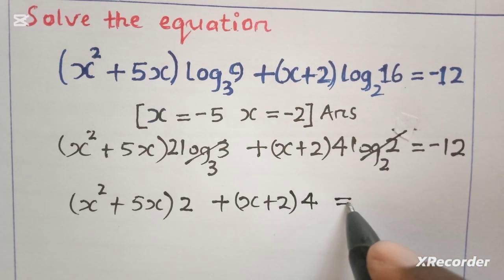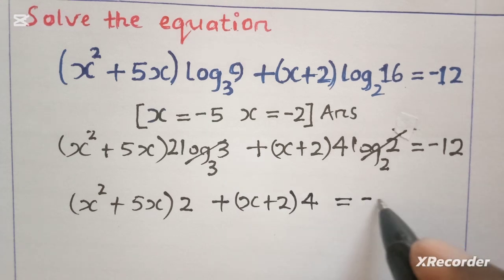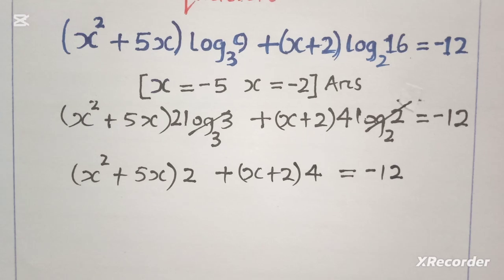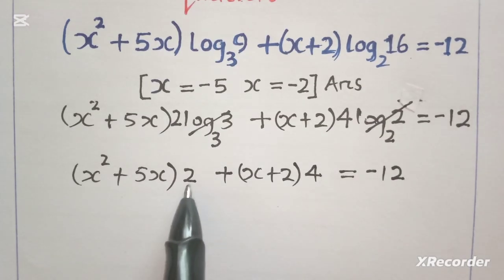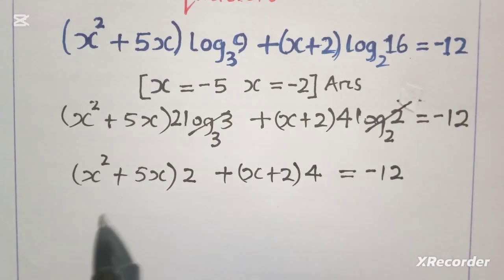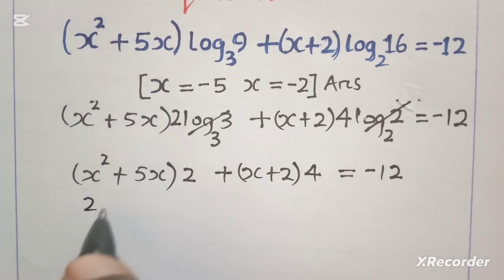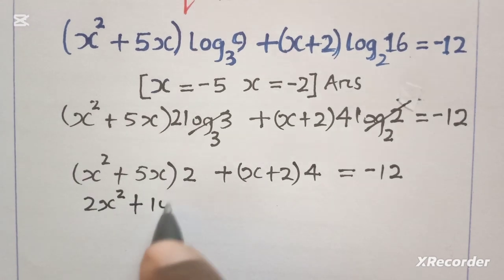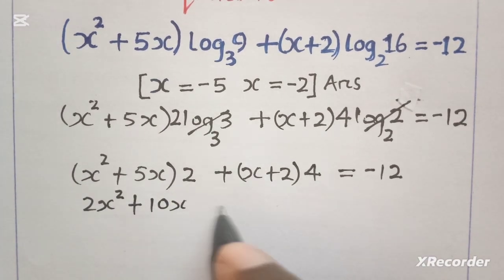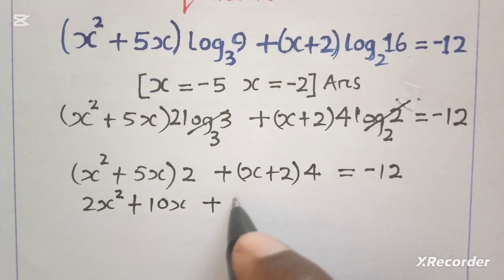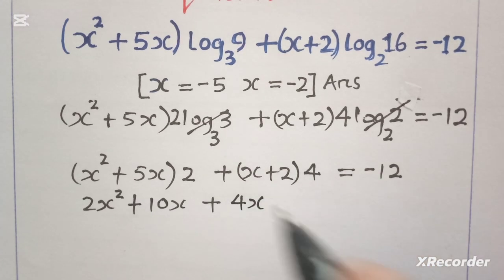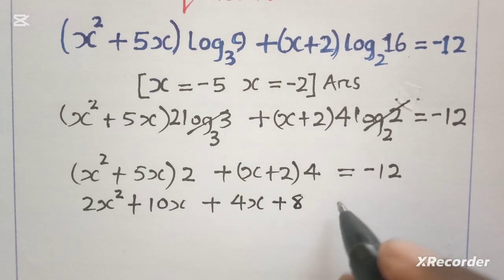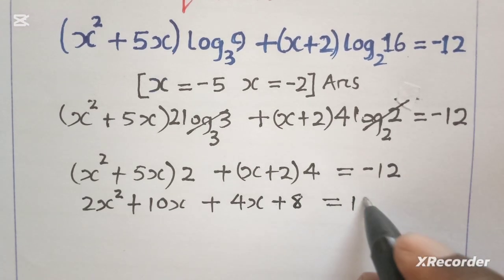This now gives us negative 12 like that. So guys, we continue. We now multiply 2 to the inside and 4 to the inside. So this is now going to give us 2x squared plus 10x plus, here we have 4x plus 8 like that. This one now gives us 12.